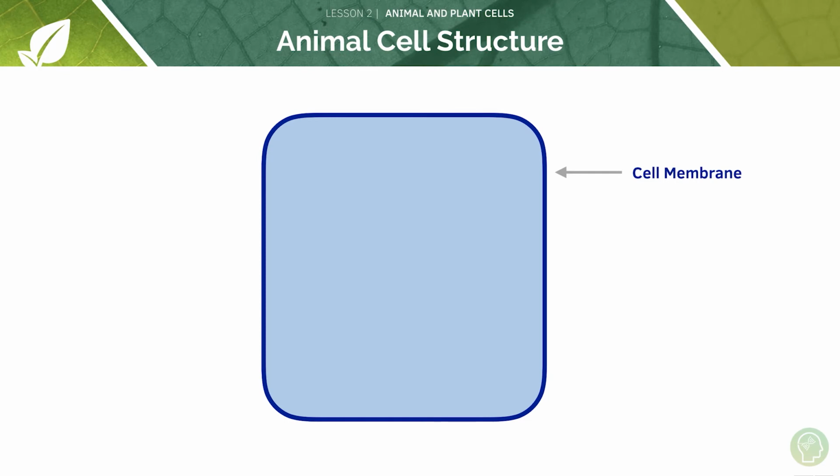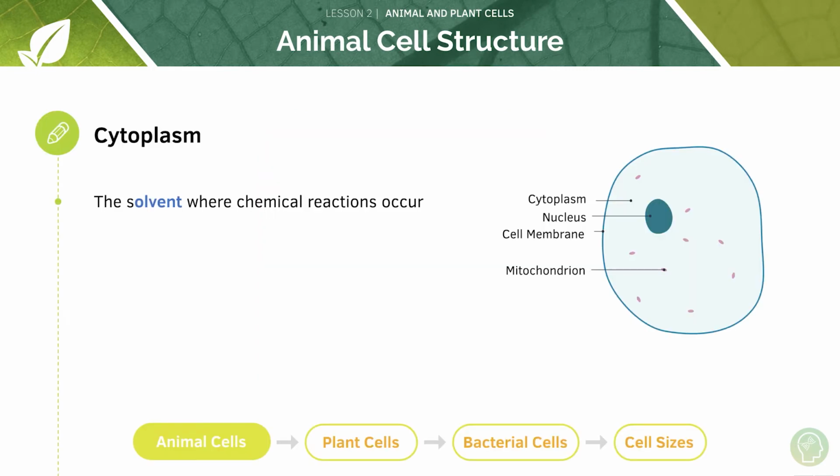Next, we have the cytoplasm, which is the light blue shaded in part of this cell. And you can see how the cell membrane contains the cytoplasm within the cell. So the cytoplasm is a solvent in which chemical reactions can take place. So many enzymes are found in the cytoplasm. And like the cell membrane, it is also found across all three types of cell: animal, plant, and bacterial cells.